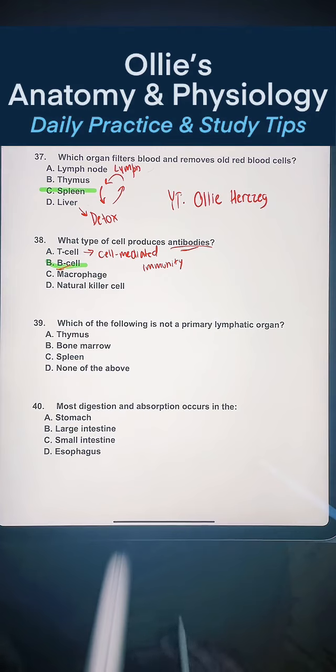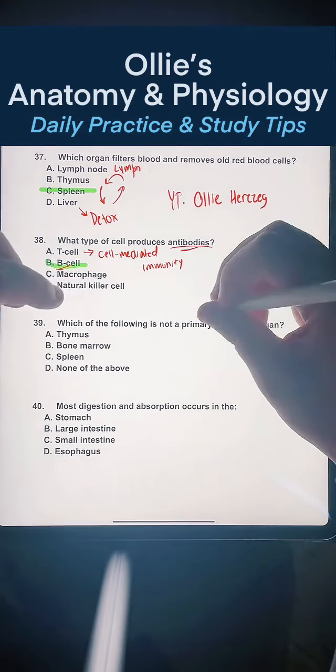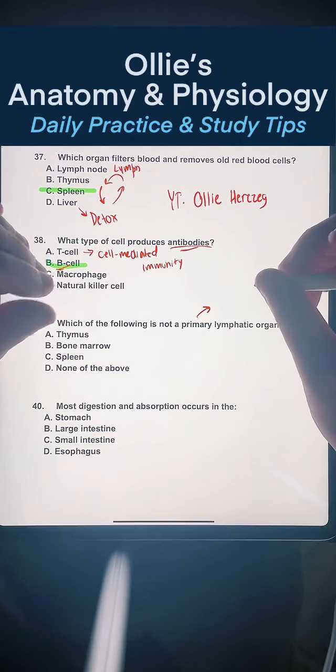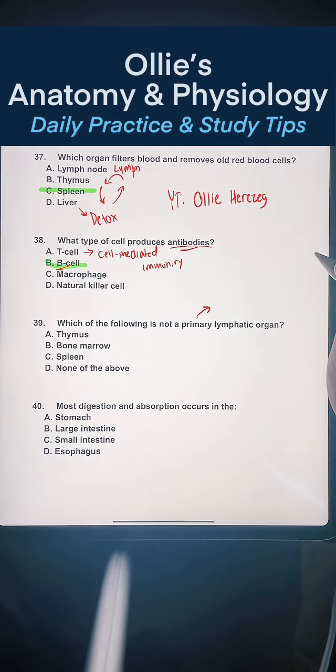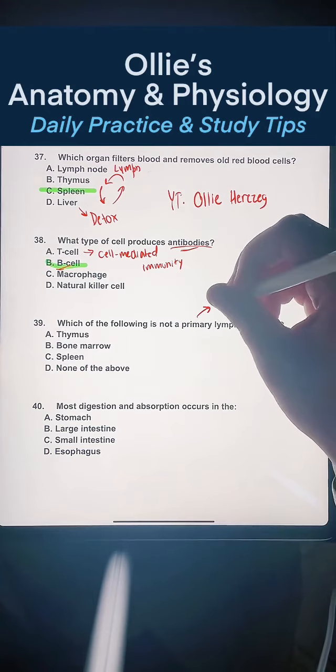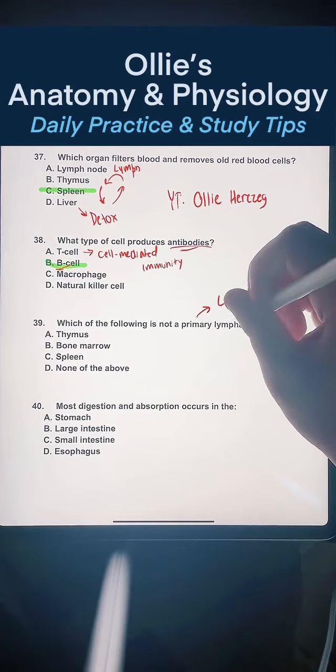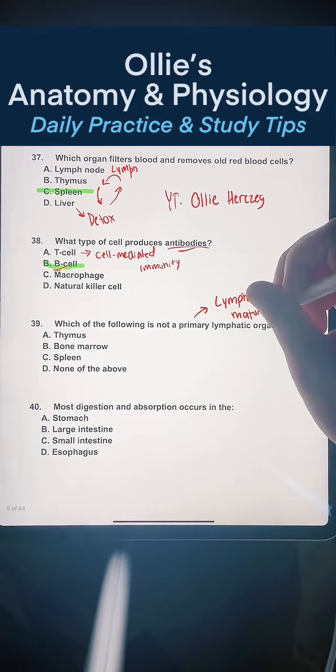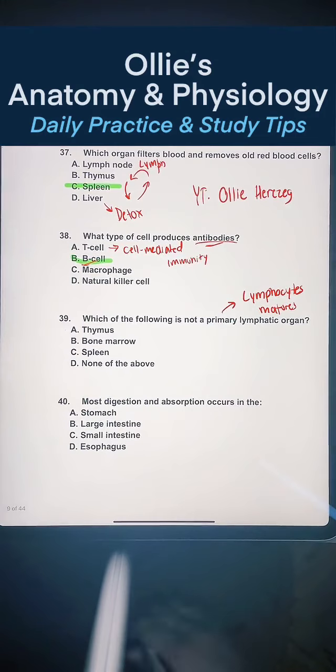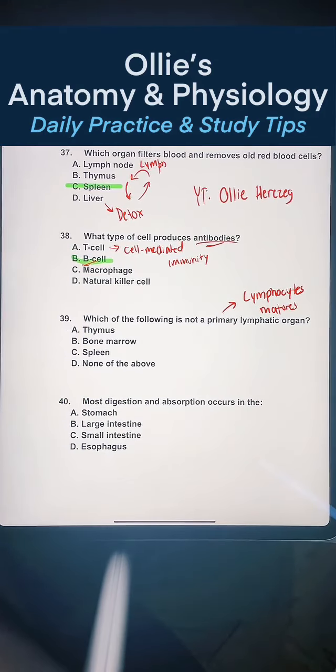But let's move on to number 39 now, everybody. Which of the following is not a primary lymphatic organ? So it's not a primary one. When we talk about primary, in case anyone doesn't know, primary refers to where lymphocytes mature. That's what primary means, just to give somewhat of a hint there.